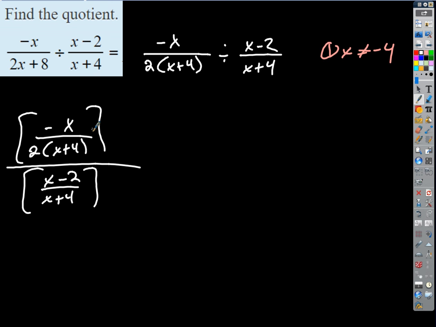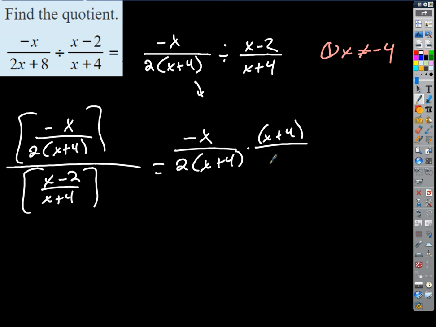When we divide by a fraction, it's the same as multiplying by the reciprocal. So we could rewrite this as negative x over 2 times x plus 4, times the reciprocal at the bottom. What's that become? X plus 4 divided by x minus 2. Now, are there any other values of x we might have to exclude? Maybe 2. So step 2, x cannot equal 2. Now we can start to simplify and see what remains.